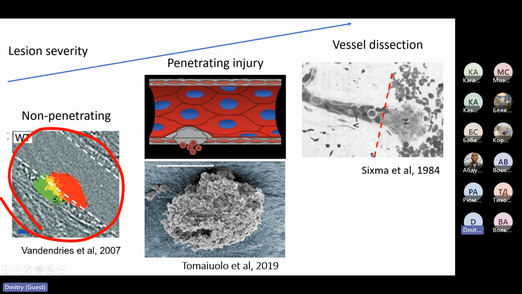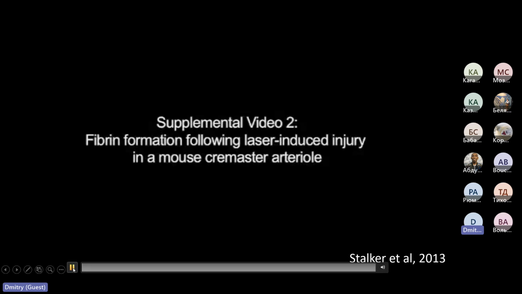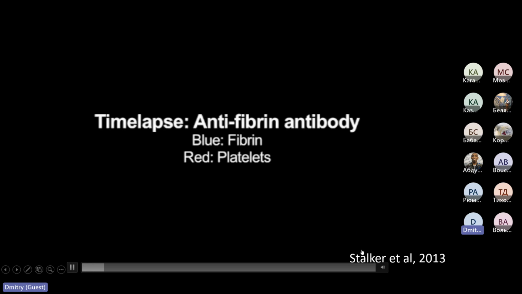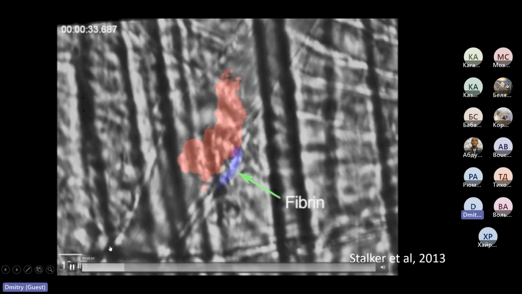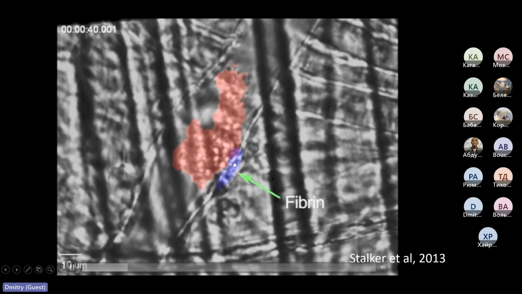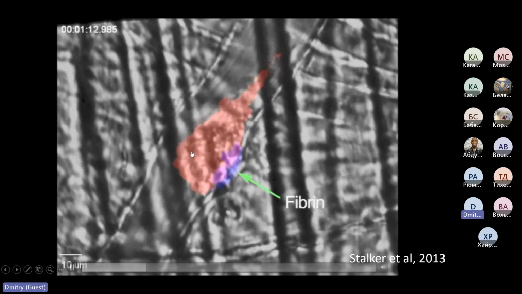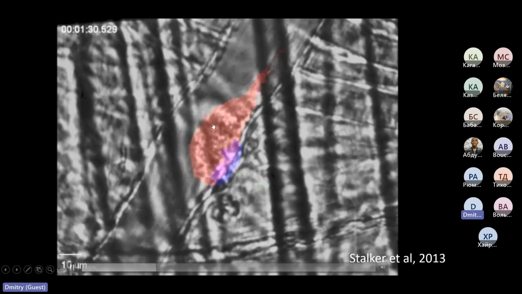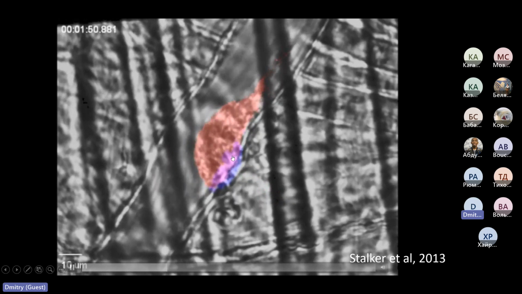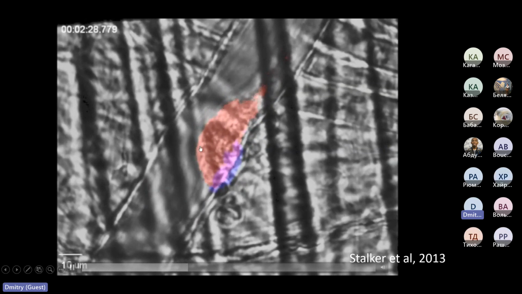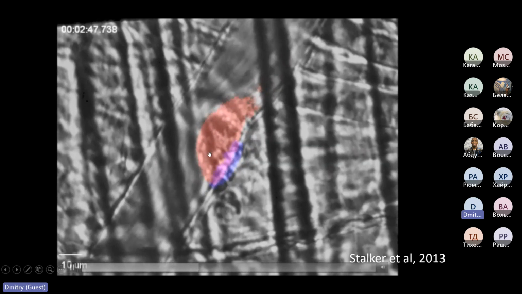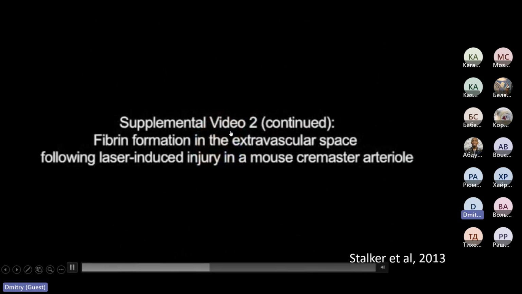And now we will have a look at how people usually study it, for example, using in vivo models in mice. This is a famous paper by Tim Stalker and Lawrence Brass from the University of Pennsylvania. Here you can see that upon laser-induced injury of a small vessel in a mouse, big thrombi form. Here red are platelets and blue is fibrin, so the system works all together. And we see that at some time this thrombus stabilizes and stops growing.